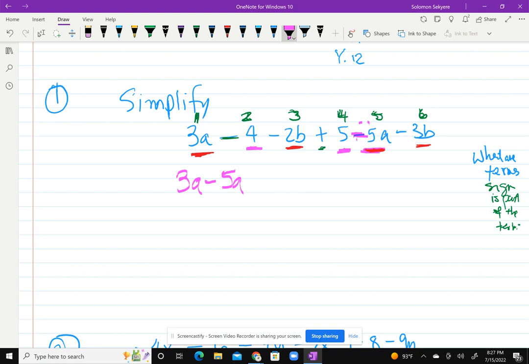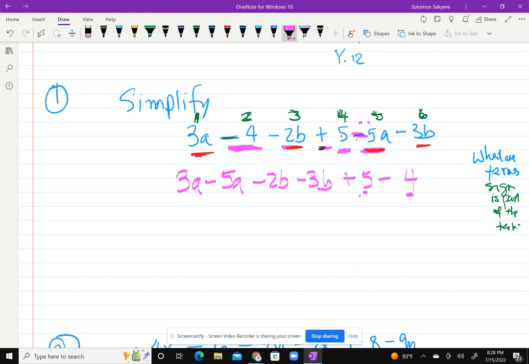What else do I have? Then I have negative 2b and then negative 3b. I put them together. And then finally, I have negative 4 and positive 5. Let me write my positive first. Positive 5 minus 4. The sign before the number is part of it, so I write my plus 5 and my negative 4. Remember, since there's no sign before this 3a, it is a positive number.